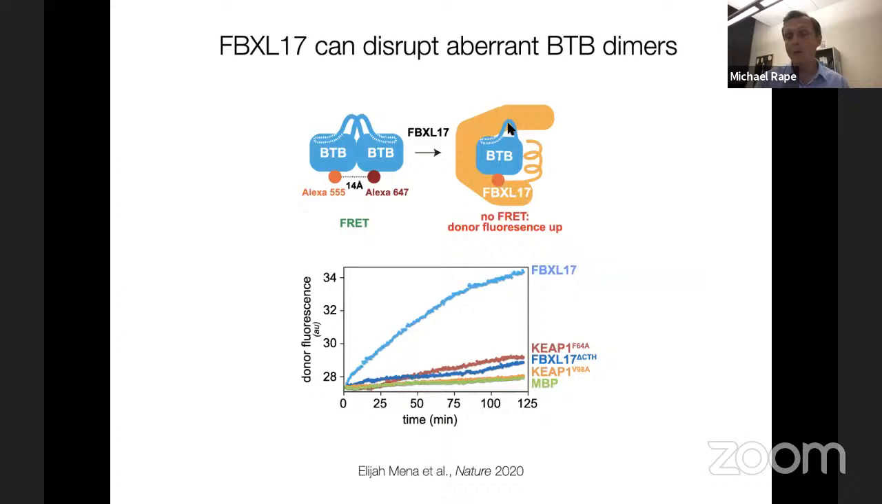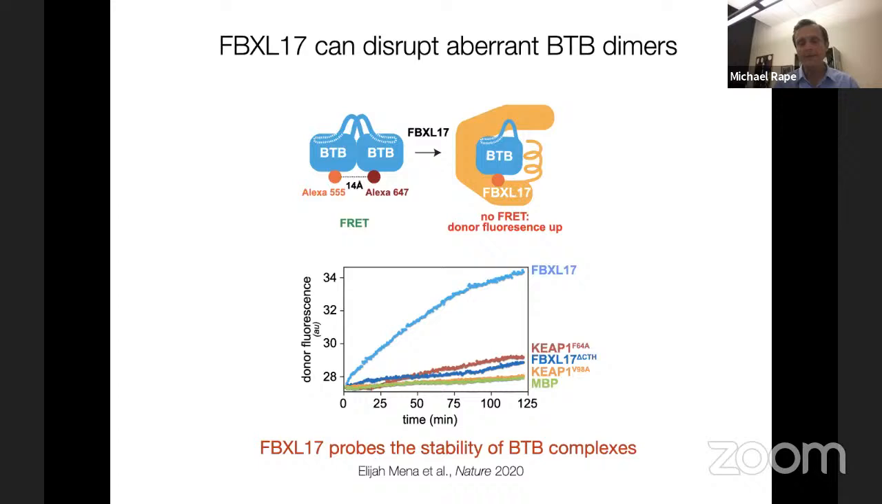And what was very important was the observation that if we add what we call a sink, a very large excess of a BTB domain, the same BTB domain with the same mutations that is unlabeled, which could basically bind anything that just dissociates spontaneously, we do not see this happening. And if we mutate the C-terminal helix of FBXL17, we also do not see this complex dismantling, suggesting that FBXL17 really has a more active role in dismantling these complexes. And indeed, I won't show you the data. We think it initially binds the dimer, destabilizes the interface a little bit, and then allows the C-terminal helix to eject one of the binding partners out of this complex.